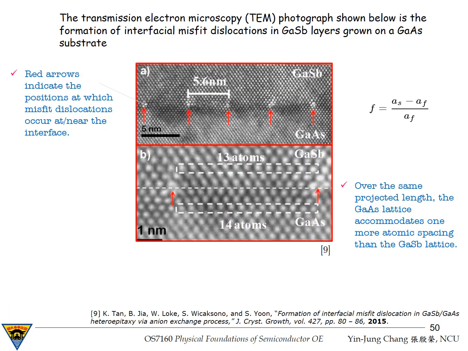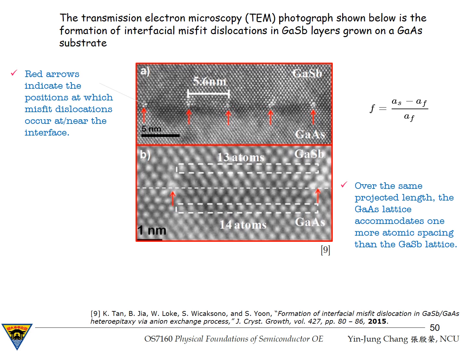Now let's look at direct experimental evidence. This slide shows a transmission electron microscopy (TEM) image of misfit dislocations formed in gallium antimonide layers on top of a gallium arsenide substrate. First, please notice the scale bars. In the upper image, the scale bar is 5 nanometers. In the lower, it is 1 nanometer. So we are looking at atomic scale resolution in the bottom panel.